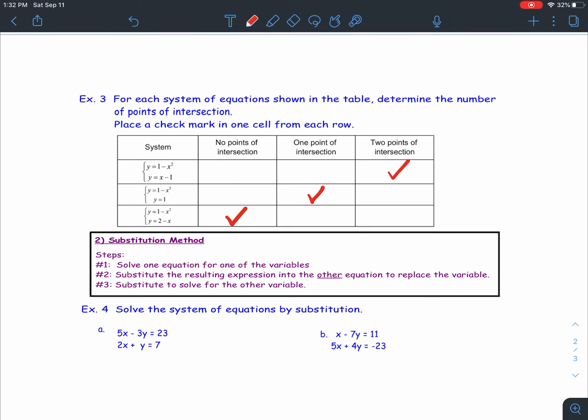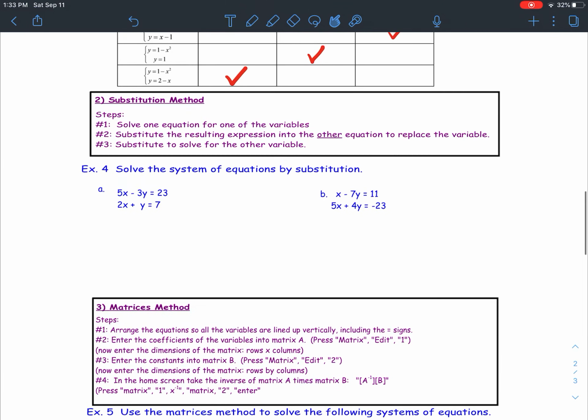Okay, let's go ahead and look at a second method, the substitution method. This is probably the most involved. The substitution method, again, we have some steps here. What you're going to do, I know with the graphing method, you have to solve each equation for y. But with the substitution method, you're going to solve one equation, and it doesn't matter which variable you solve for, but let me give you a tip.